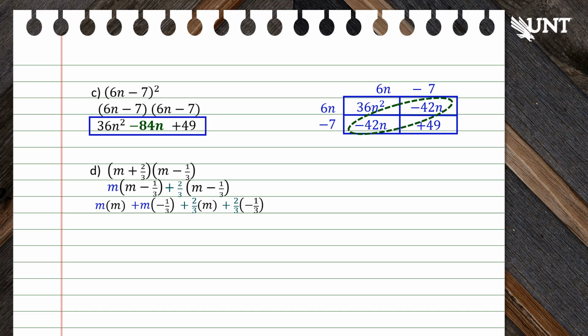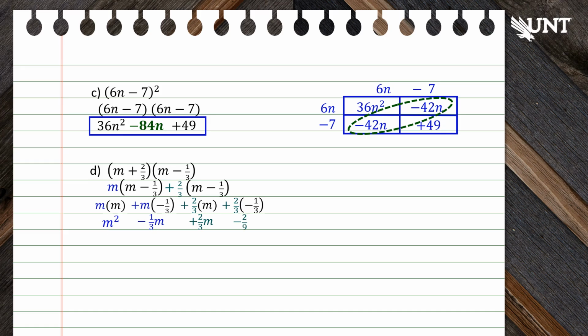Now we simplify each of these terms. M times m results in m squared. M times negative 1/3 is negative 1/3 m. 2/3 times m is 2/3 m. And then 2/3 times negative 1/3. Be careful here. Positive times a negative is a negative. And we multiply fractions by doing top times top, bottom times bottom, which gives us a negative 2/9.